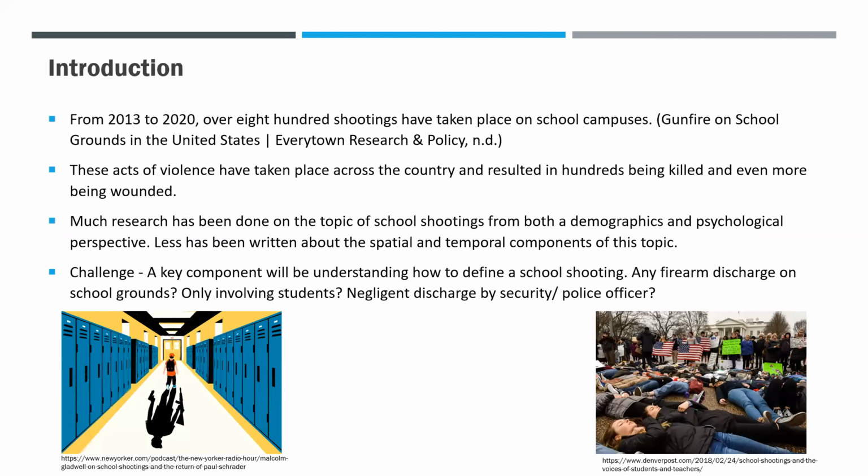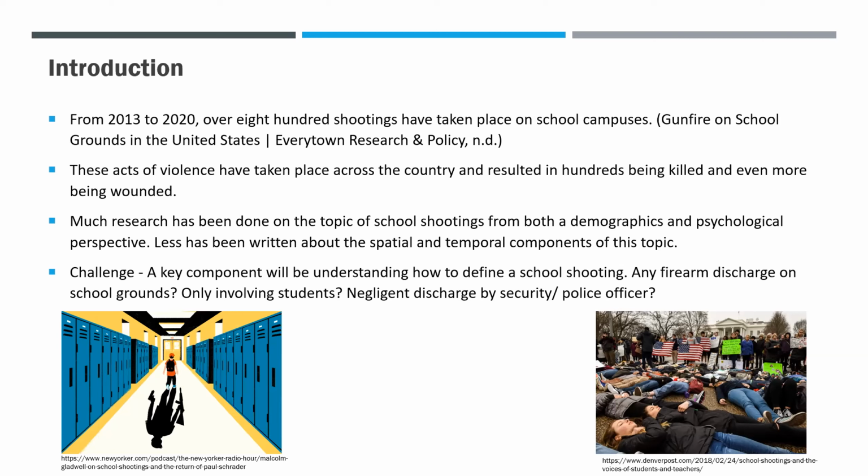School shootings have taken place hundreds of times over the past 2 decades. Lives have been lost, families destroyed, and communities changed forever. From some of the most well-known shootings, such as Columbine High School or Sandy Hook Elementary, to a December 2021 TikTok challenge known as Shoot Up Your School Day. From the time period 2013 to 2020, over 800 shootings have taken place on school campuses.